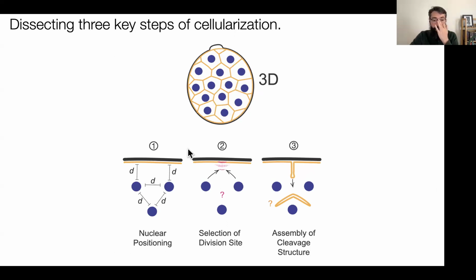I'll focus on 3 main steps in the cellularization process. First is how nuclei find their position and their dynamics in the cellularization process. Second, how the Chytrid cell chooses the places in which new furrows are going to be formed in 3 dimensions. And third, how they actually assemble this 3-dimensional lattice. I'll start with nuclear positioning.